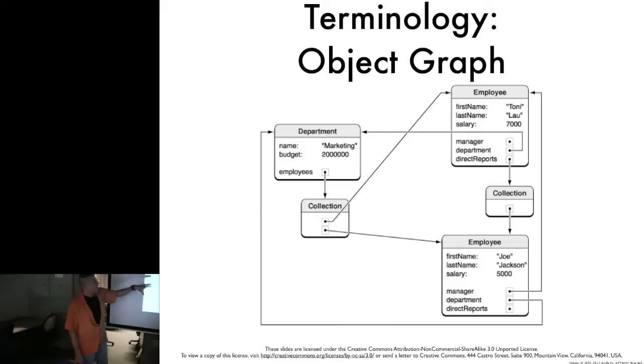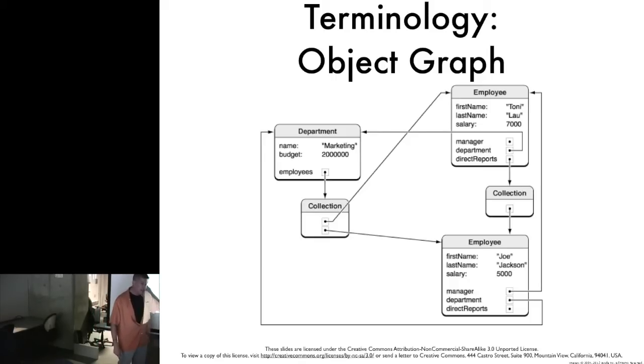So in this case, we have two types of entities. We've got departments and we've got employees. In the department, the attributes are name and budget and a collection of employees. So if you're thinking an array of employees, you're on the right track. So the department's got a name and a budget and a collection of employees. Each one of these elements in this collection has got a reference to an employee. Each employee's got a first name and last name and a salary.